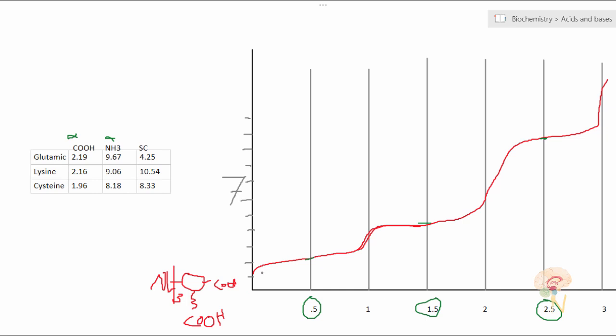Here it is this structure, NH3 plus. Here, this COOH will lose an H, so we will have this structure here: NH3 plus, COOH, and here COO minus.